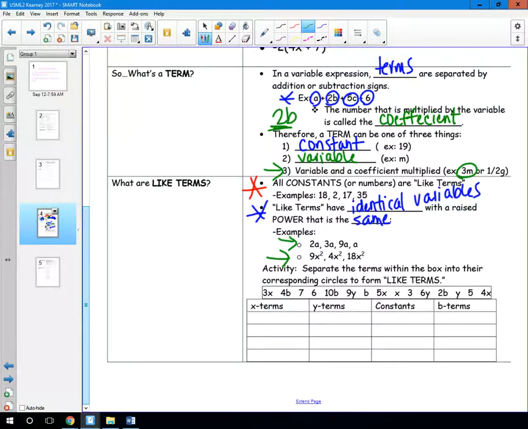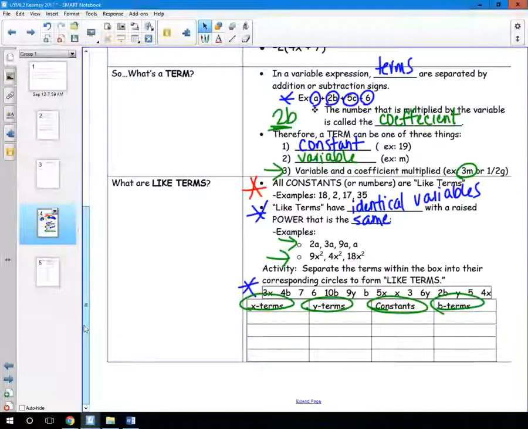The variables have to be identical. Okay, so what I want you to do is take a minute and take this list, if you'll pause the video, and try to sort those out into like terms. So you're going to have your x terms, your y terms, your constants, and your b terms. So quickly, just pause the video and fill those in and separate those out, okay? So go ahead and pause the video and separate those.